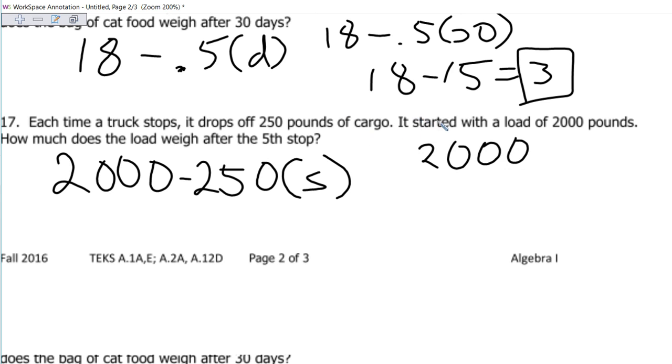So it's wondering how much does it weigh after 5 stops. So 250 times 5. So 250 times 5 is 1250. 2000 minus 1250 is going to be 750. And there we have it. That's our final answer.